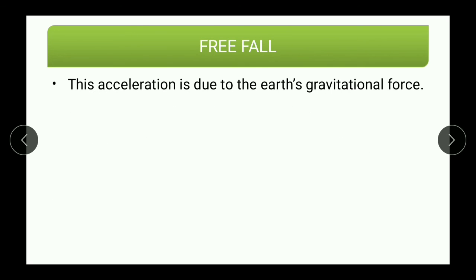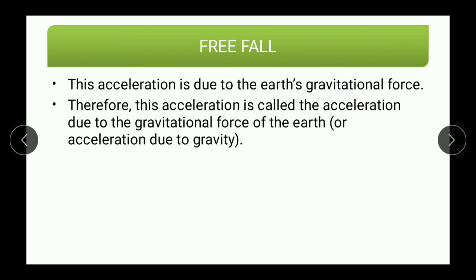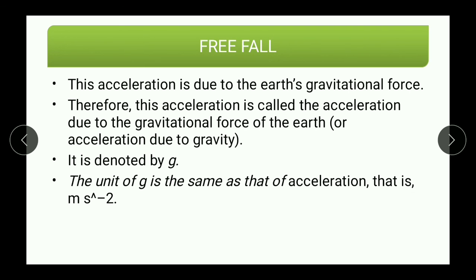This acceleration due to the Earth's gravitational force is called acceleration due to gravity. It is denoted by the symbol small g. Don't confuse between capital G and small g. Capital G is the universal gravitation constant, whereas small g is acceleration due to gravity. And the unit of small g is meter per second square because it is acceleration.